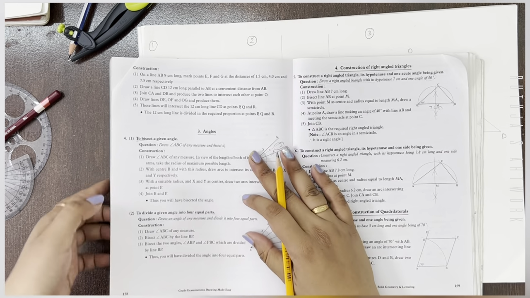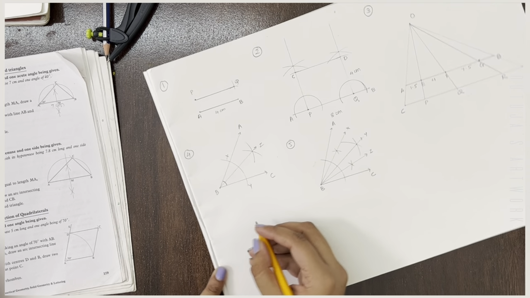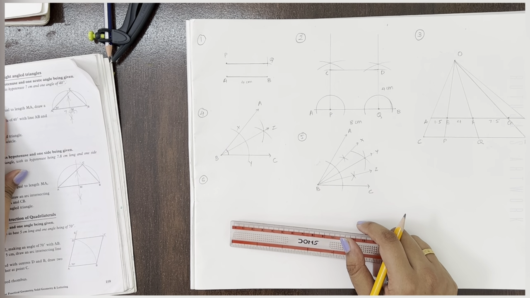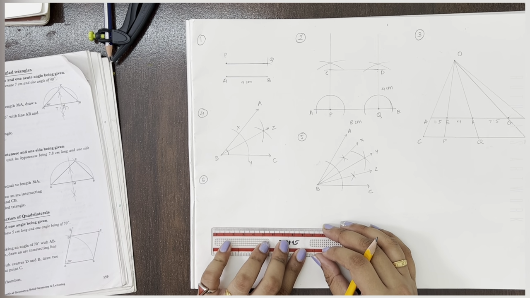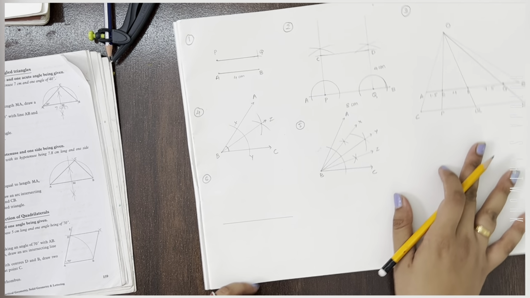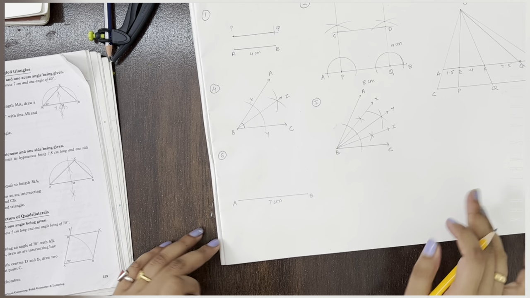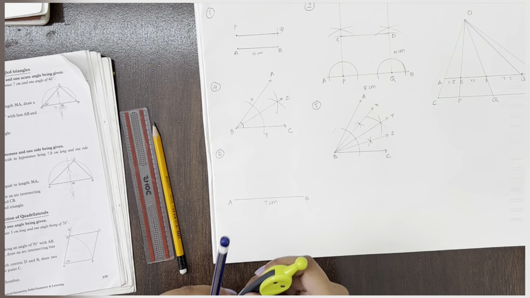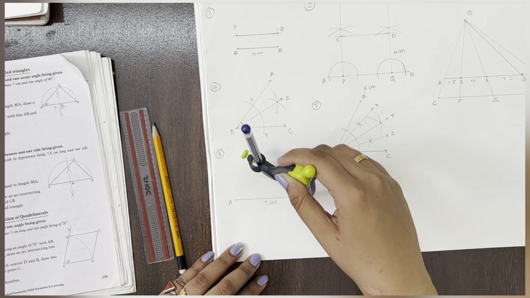Let's see. First, let's make a right angle triangle. Let's take AB 7 cm long, like this. Now before we do this, you can make a perpendicular bisector, like this.